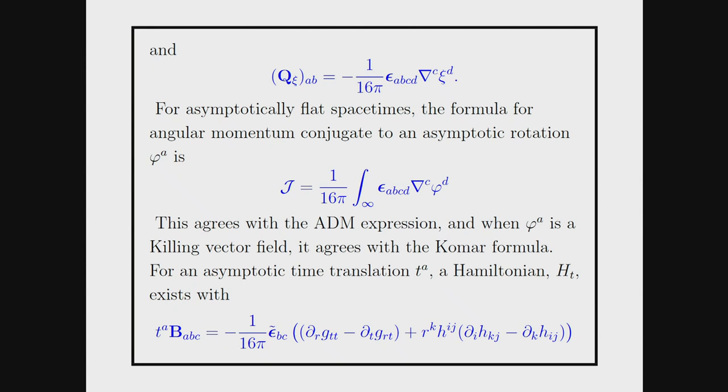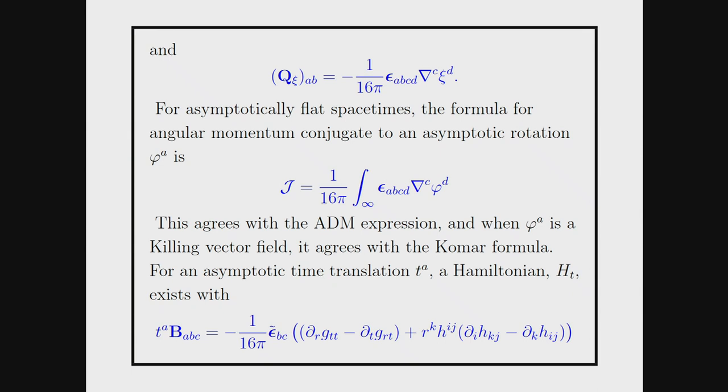And indeed, if you look at an asymptotic rotation, the Hamiltonian formula for angular momentum is just this. If phi happens to be a Killing field, this is, of course, the Komar formula for angular momentum, but it's also the ADM formula for angular momentum. ADM would write that out in slightly different ways, with the canonical momentum of the metric and so on in the formulas, but this is equivalent to the ADM expression.